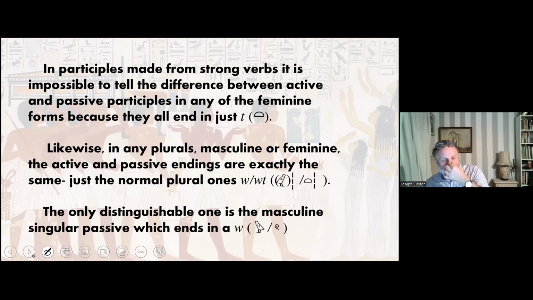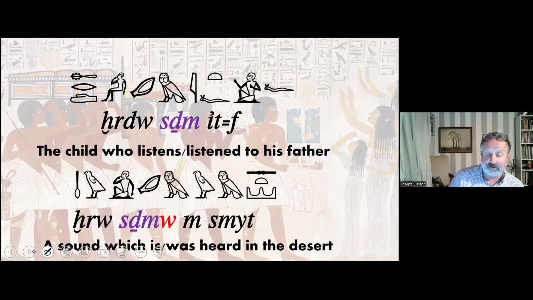woman who went. Sorry, not a woman who went. Anyway, the point is that you can't tell the difference between them. It could be either. You just have to look at the context. Also, the plurals, masculine and feminine, active and passive, are exactly the same, just the normal plural one. So you can't tell any of the difference between those, whether they're active or passive. The only distinguishable one is the masculine singular passive with a W there.